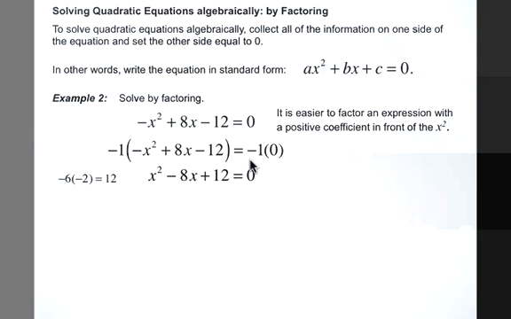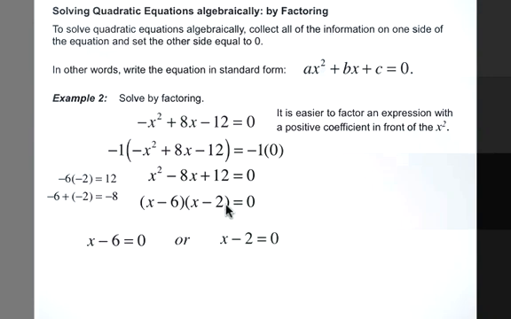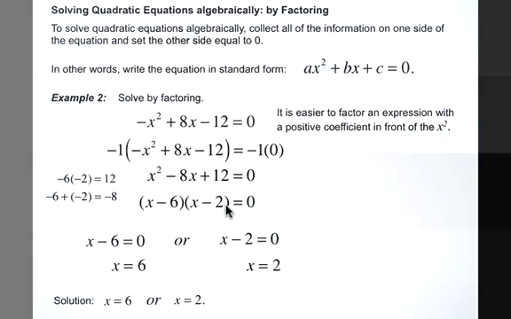So, we have negative 6 times negative 2 is 12, and negative 6 plus negative 2 is negative 8. So, those will be helpful for our factors. So, our factors are x minus 6 and x minus 2. So, x minus 6 will equal 0, or x minus 2 will equal 0. So, x is equal to 6, or x is equal to 2. So our solution is x equals 6 or x equals 2.